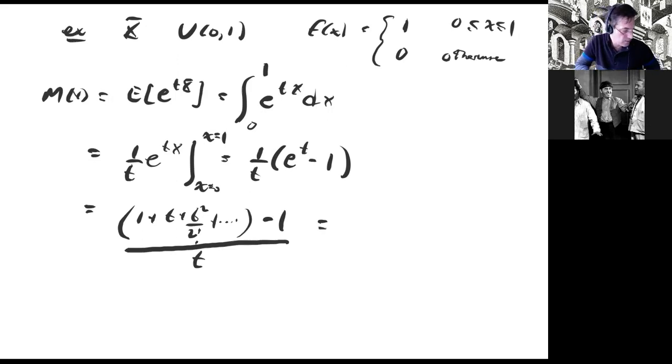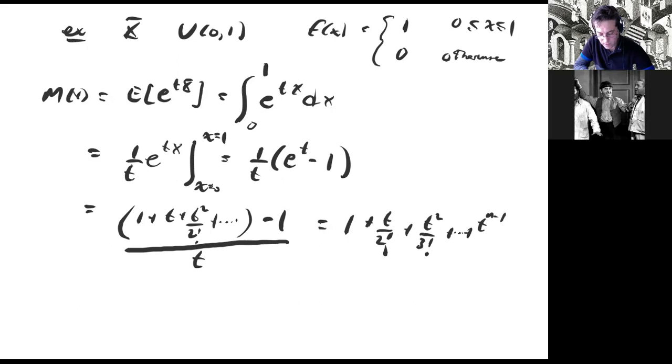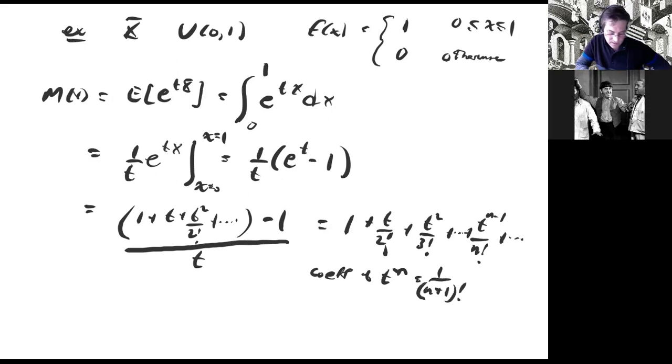Every power of t cancels with a single power of t on the bottom. And you can see what you're getting here. You're getting 1 plus t over 2 factorial plus t squared over 3 factorial, etc. The nth term is t to the n minus 1 over n factorial, and it keeps going. And so the coefficient of t to the n here is 1 over n plus 1 factorial. So this is the Maclaurin series for this moment generating function.